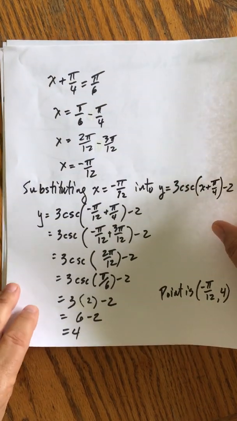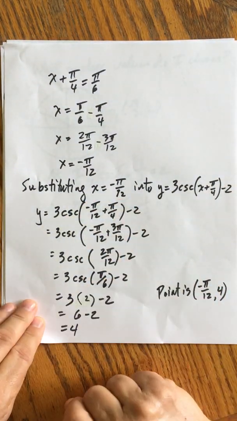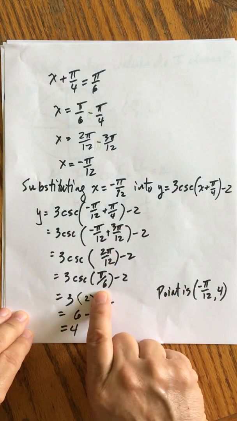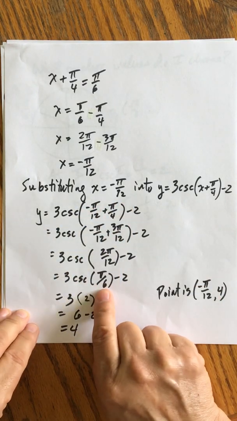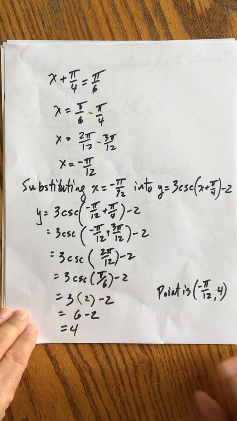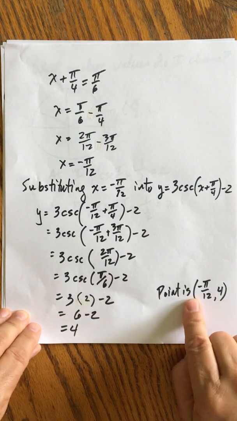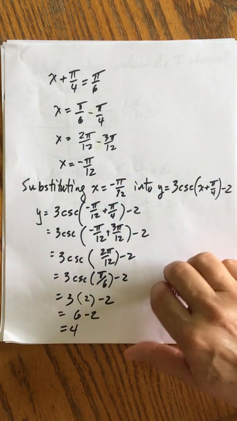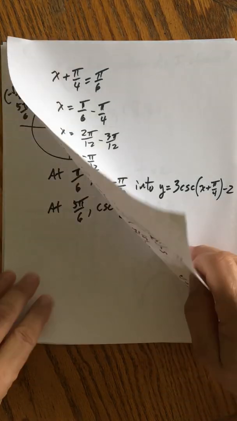That's the whole idea. So here's just a double check so you can see it. When I put in negative pi over 12, indeed, the input will end up being pi over 6, and I know the cosecant of pi over 6 is 2. So then you have 3 times 2 is 6, minus 2 is 4. So you'll end up plotting the point negative pi over 12 and 4. So let's just go ahead and put that in there.